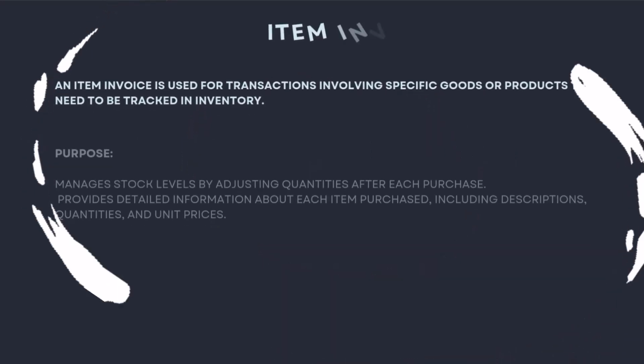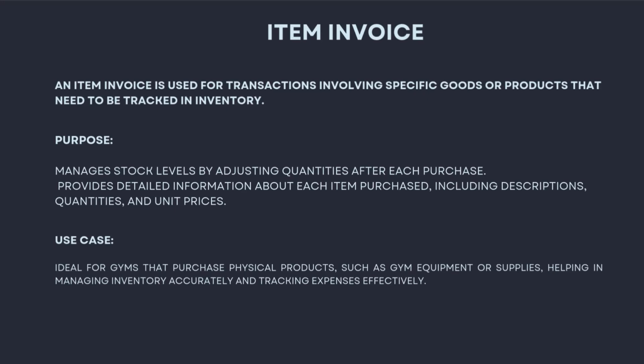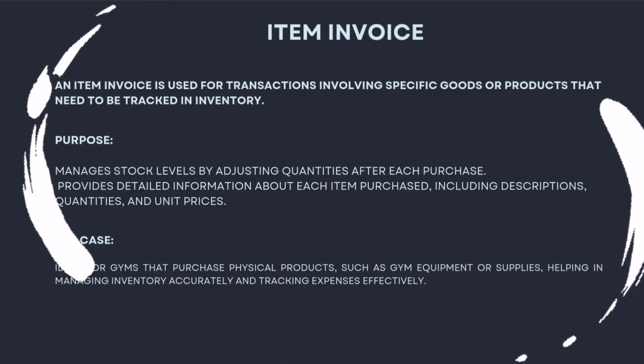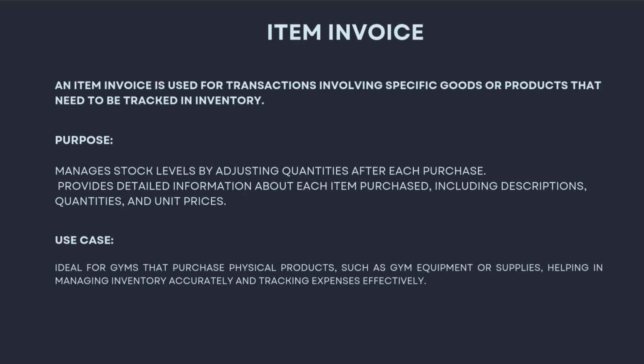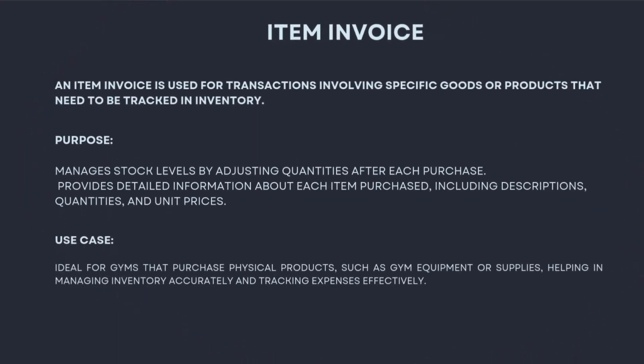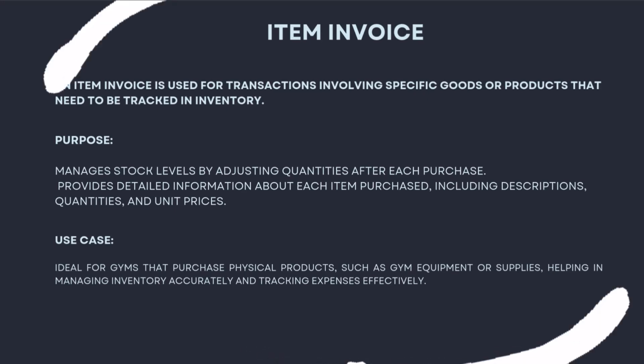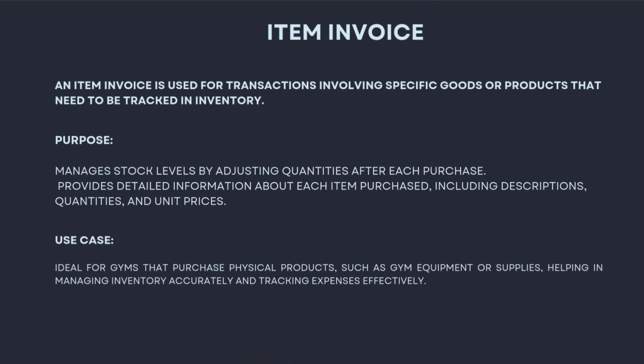An item invoice is used for transactions involving specific goods or products that need to be tracked in inventory. Purpose: manages stock levels by adjusting quantities after each purchase. Provides detailed information about each item purchased, including descriptions, quantities, and unit prices. Use case: ideal for gyms that purchase physical products, such as gym equipment, water, gloves, or supplies, helping in managing inventory accurately and tracking expenses effectively.